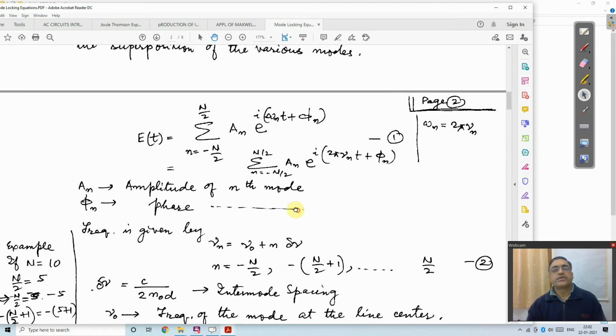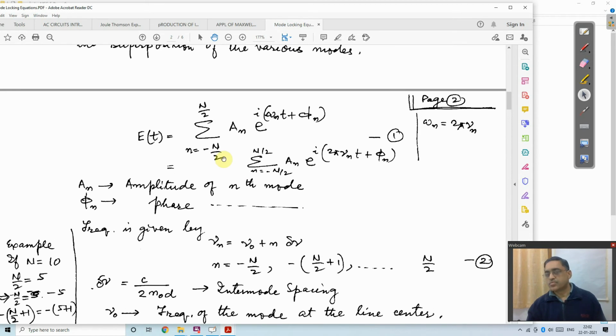Now why have we taken from minus N by 2 to N by 2? Because here we consider one central frequency, and from that central frequency, this many modes are there. Out of those, half we take on this side and half on the other side. So this is the concept for deriving this.